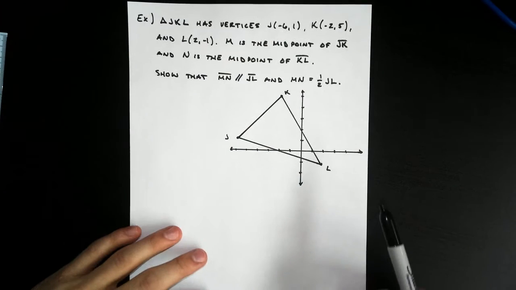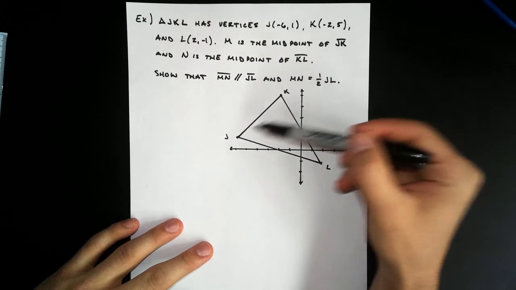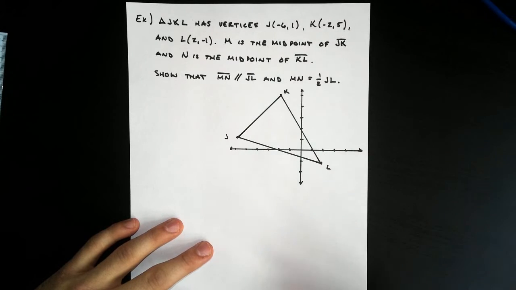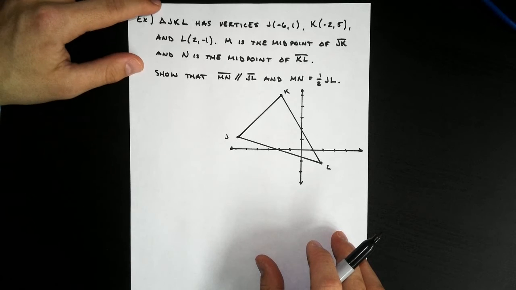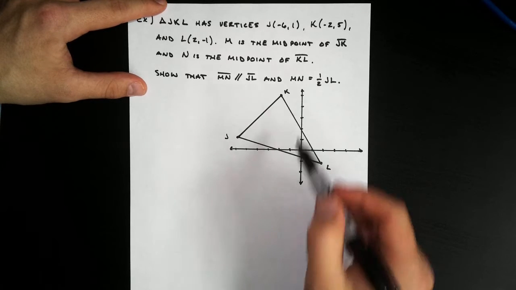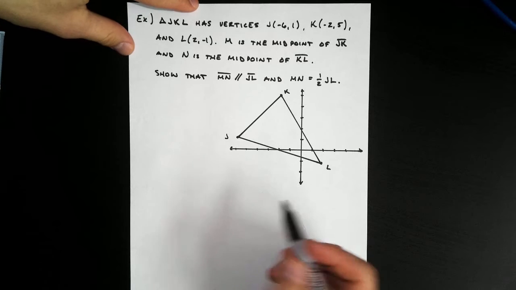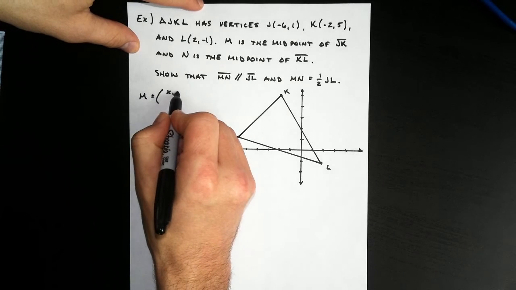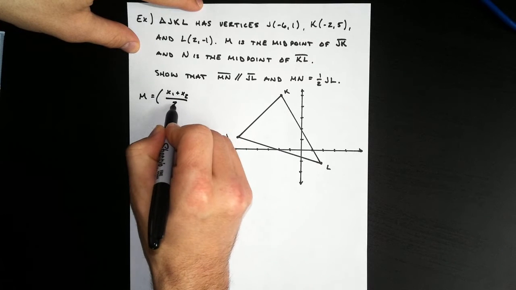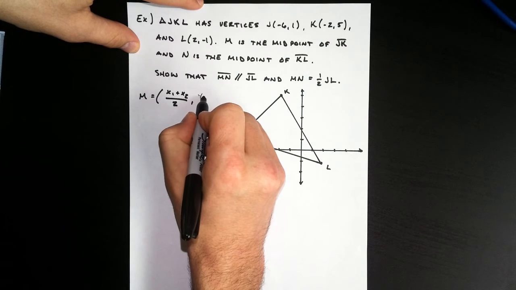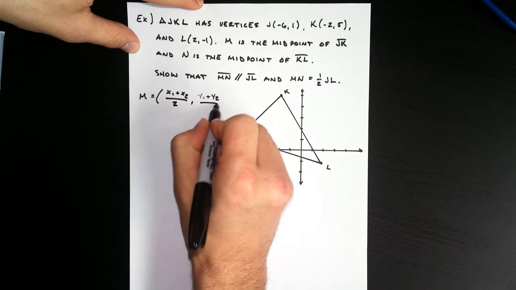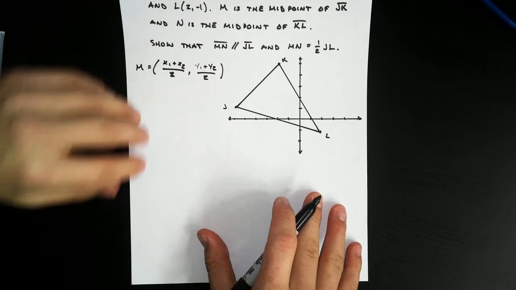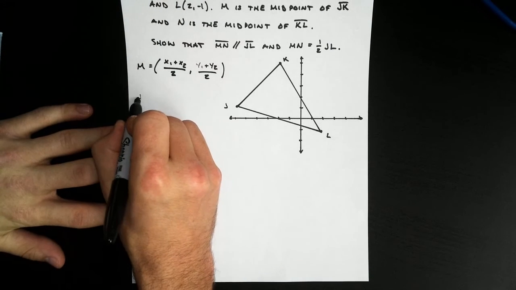The other thing I need is I need M, the midpoint of JK, and then N is the midpoint of KL. So on the graph, we might be able to visually see where those are going to be. If not, we also have the midpoint formula. So the midpoint formula, add the two x values together, divide by 2, add the two y values together, and divide by 2. So why don't we start by doing the midpoint of JK.